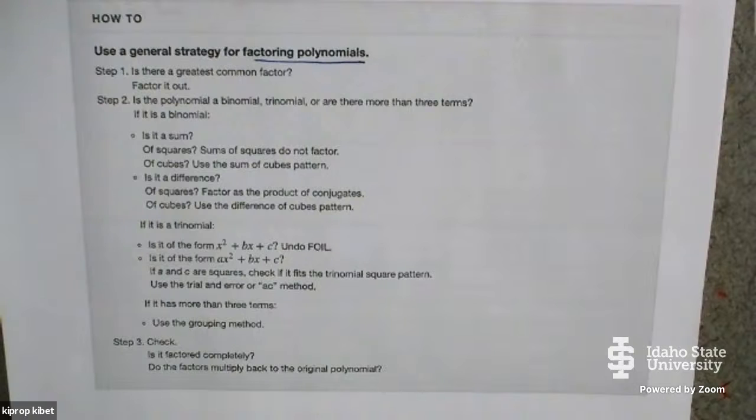So the first one, if it is a binomial, is it a sum of squares? Like the one which you had. If it is a sum of squares, it doesn't factor. You remember that? If it is positive, just leave it like that. You just look for the greatest common factor, and then you factor it out.